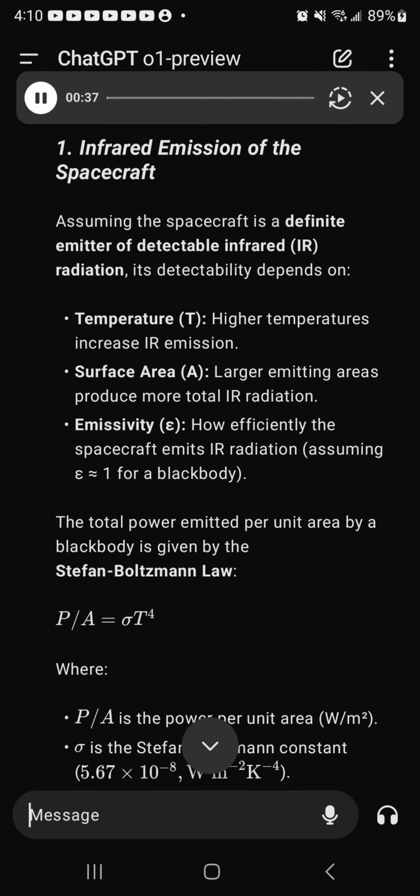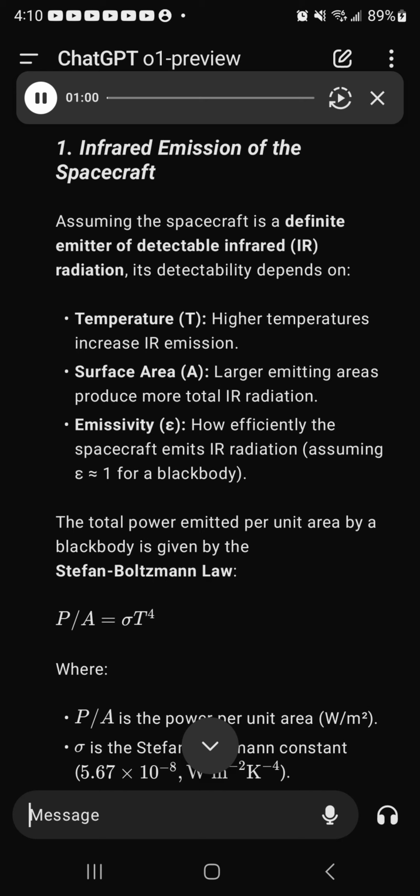Assuming the spacecraft is a definite emitter of detectable infrared (IR) radiation, its detectability depends on temperature, T. Higher temperatures increase IR emission. Surface area, A. Larger emitting areas produce more total IR radiation. Emissivity, epsilon, is how efficiently the spacecraft emits IR radiation, assuming epsilon equals 1 for a blackbody.